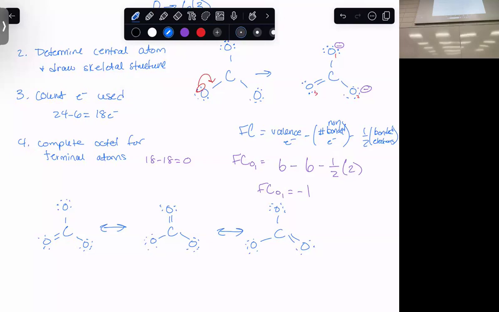And then we just want to make sure that if we have a negative charge, it goes on our most electronegative atom. And so since oxygen is more electronegative than carbon, it's happy with the oxygen having the minus charge.